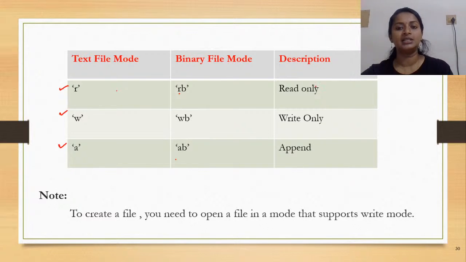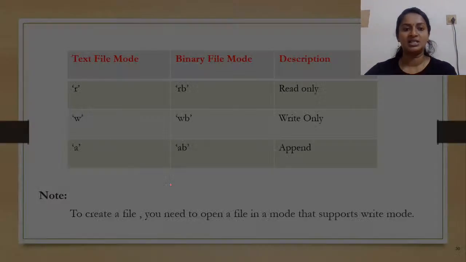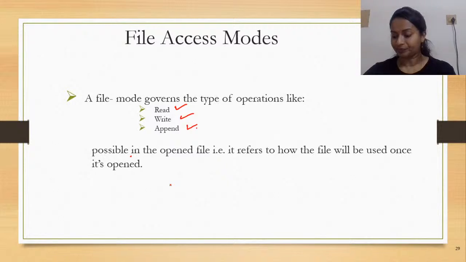When it is R, it is read only. When it is W or WB, it is write only. When it is A or AB, it is append. So to create a file, you need to open a file in a mode that supports writing. Now, apart from this, you can even have a combination of the modes in which you write R plus or W plus or A plus. Now you had a doubt with regards to append, right?